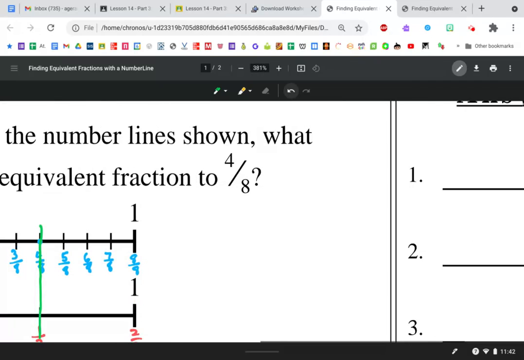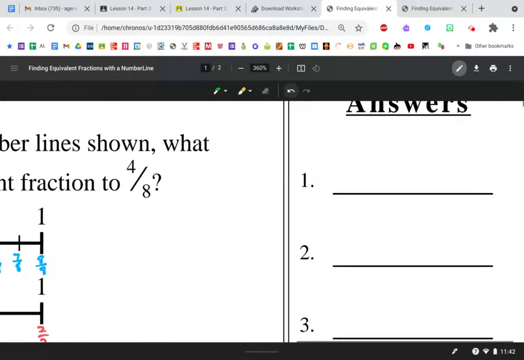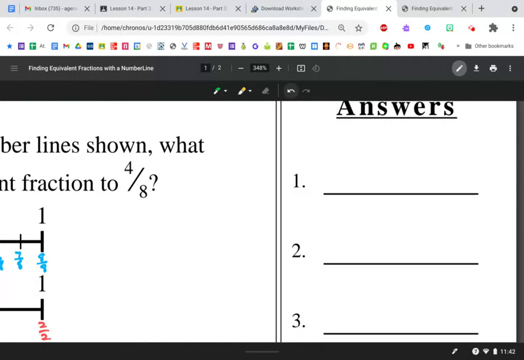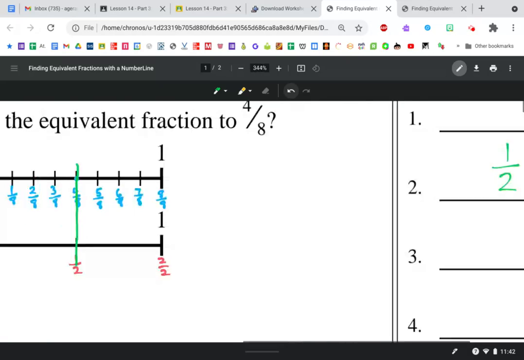Okay, so let's move over to the answer line, number 2. We're going to write the equivalent fraction to 4/8. On that second number line, it was 1 half. All right, let's try another one.